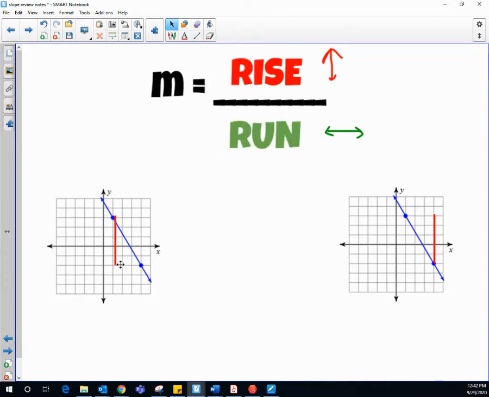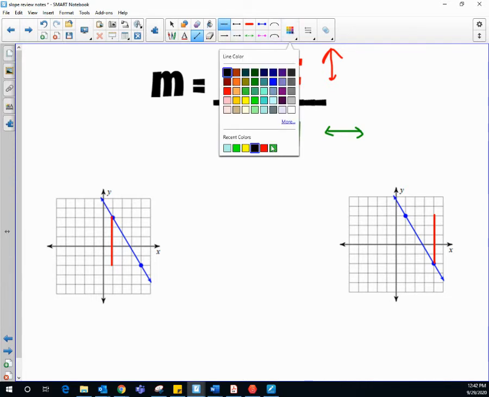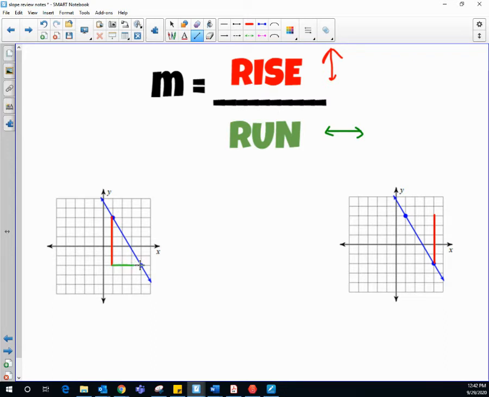And then we're going to do our run, which is to connect here. We're going to do our run. Let's try again. Or we can do it here. Either way, we are just trying to make a right triangle to connect 2 points from our graph.